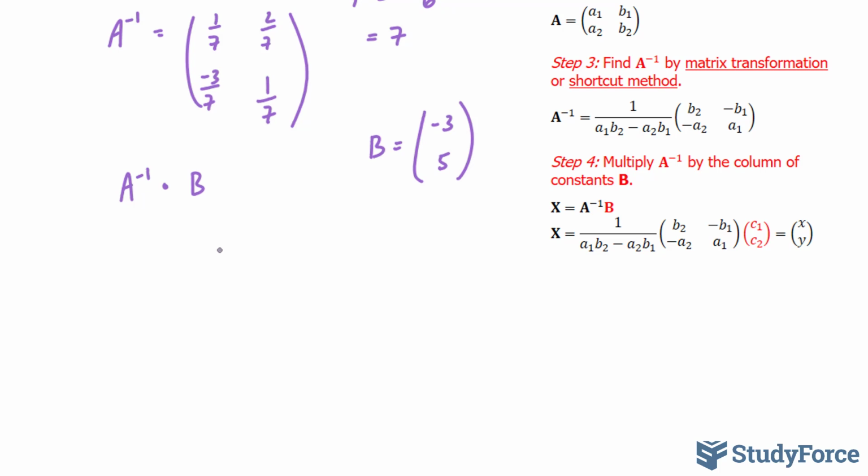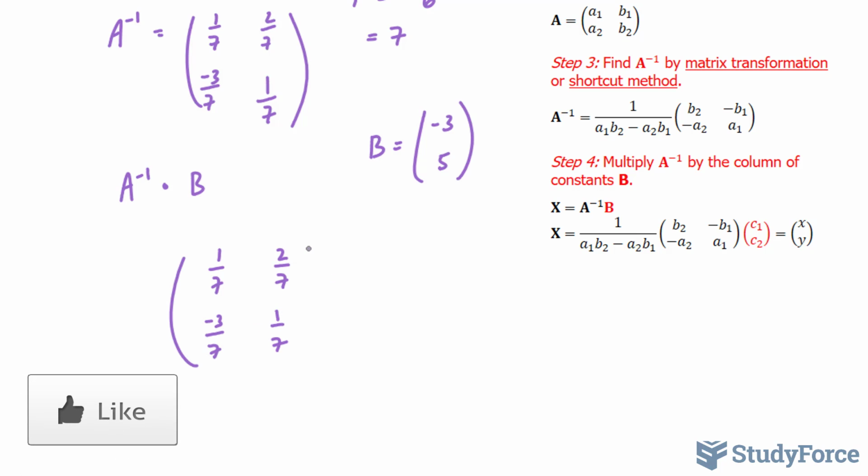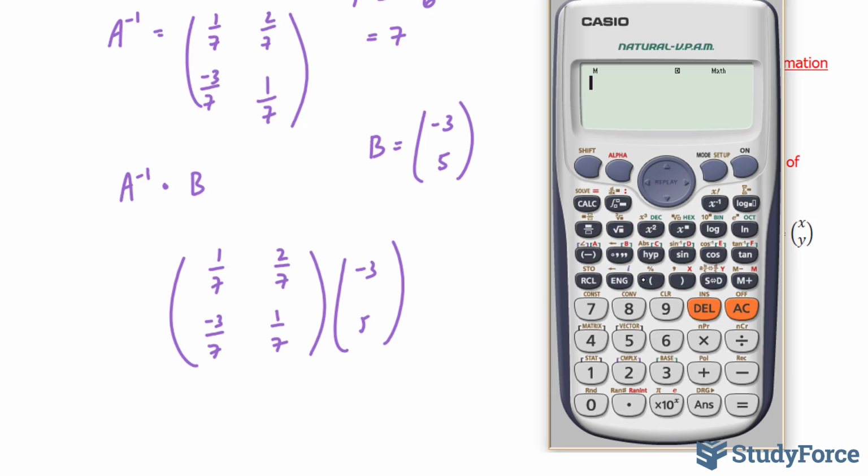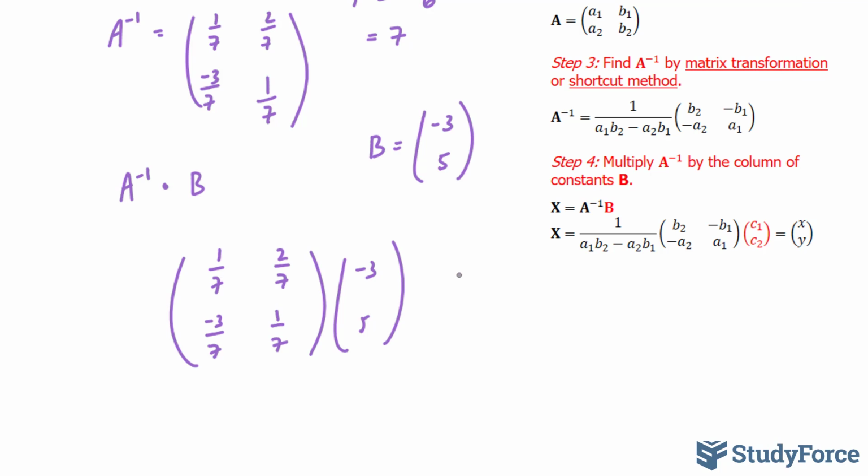Multiplying these two, we end up with 1/7, 2/7, -3/7, and 1/7 times -3 and 5. And we'll use our calculator to do this quickly. 1/7 times -3 plus 2/7 times 5. This gives us our x and our y. So this gives us 1 is equal to x.